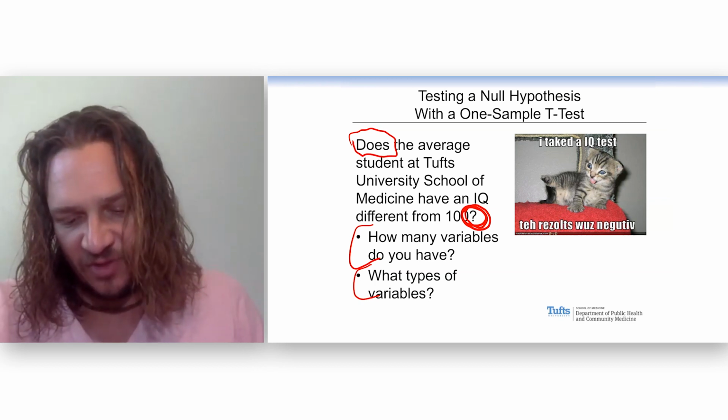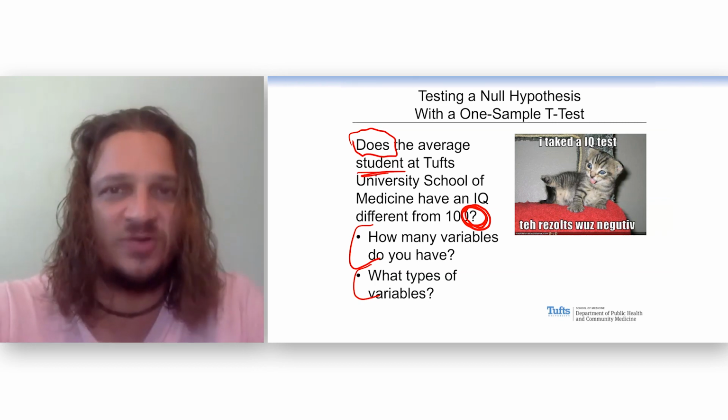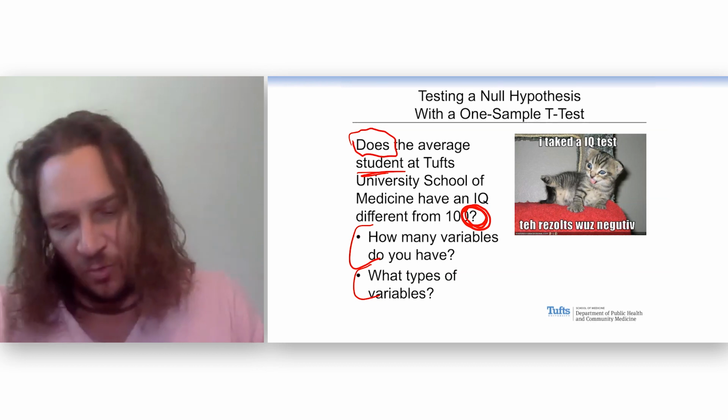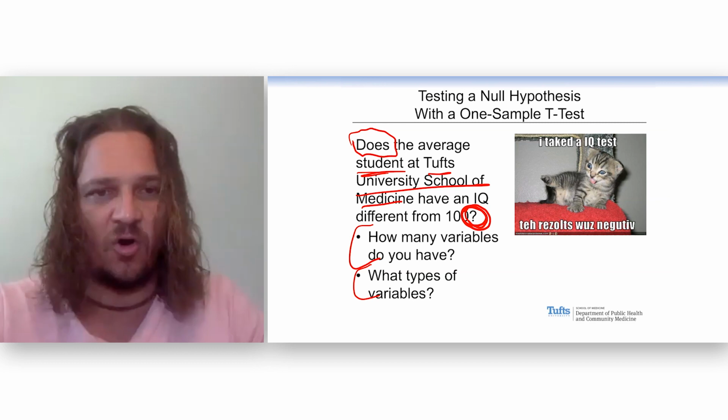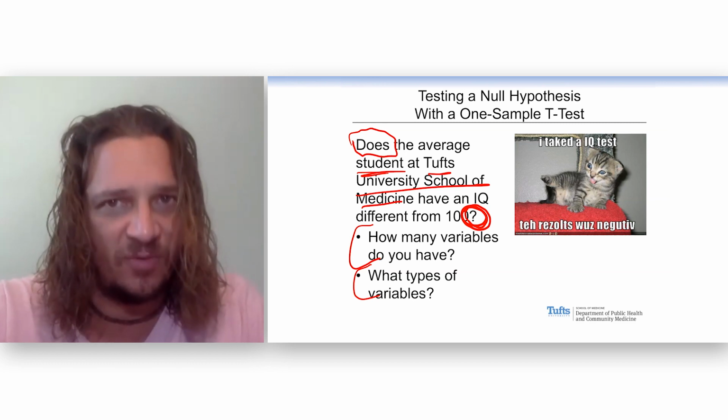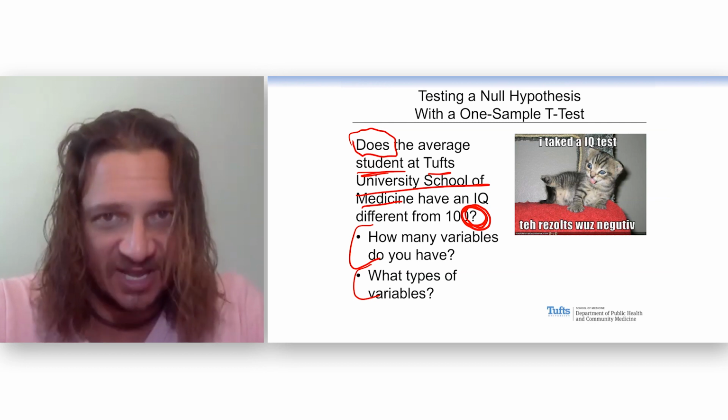Well, you could say, well, they're students. That's a variable. No, it's not. They're all students. So that's not a variable. Well, Tufts, that's a variable. It could be Harvard or somewhere else. Well, no, these are all Tufts students. The only variable here, there's only one, and it's IQ.